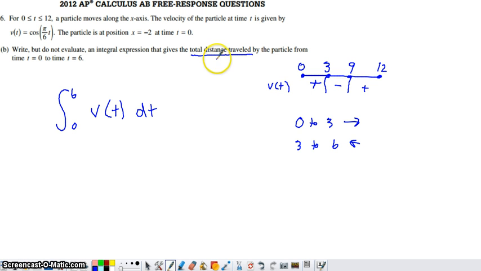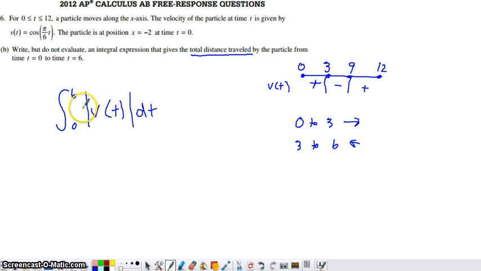We want total distance traveled here. So we don't want any of our distances to come back as negative as computed by the signed area that an integral gives us. So what we need to do is we need to change the sign of any velocities that are negative. And the easiest way to do that is to just slap absolute values around your velocity. So this would actually be the integral of speed from 0 to 6.